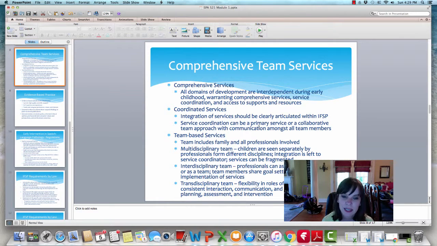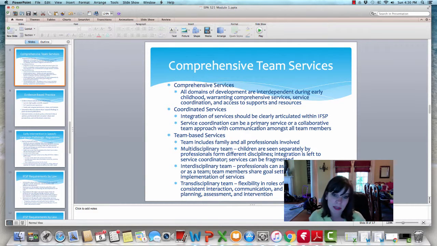So there are 3 different types of teams they discuss. Multidisciplinary team, children are seen separately by professionals from different disciplines. Integration is left to the service coordinator, and the downside of this is that services can be fragmented. So SLP works with the family and the child individually. PT works with the child and the family individually, and there never is necessarily a meeting where the SLP and the PT and the family all sit down together about the services that are being provided. So there are lots of cons with multidisciplinary team approach. And really, the other 2 types of team approaches are what's promoted within IFSP best practices and from ASHA.